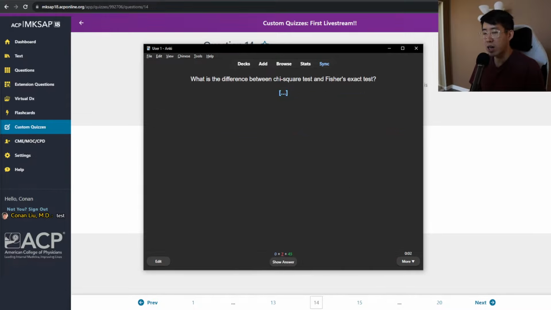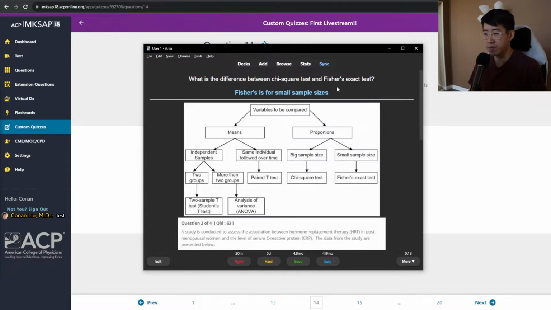What is the difference between a chi-square test and Fisher's exact test? These are both statistical tests that we look at for significance. Fisher's exact test is usually used for a smaller sample size.